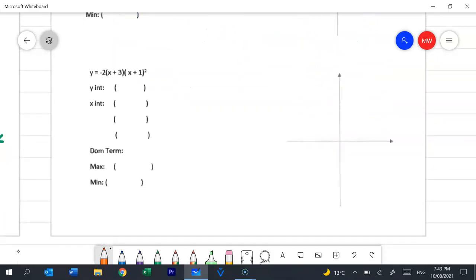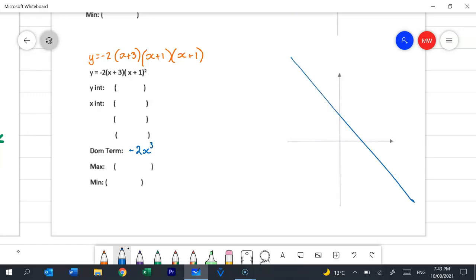Okay, last of all, this one here is going to be a bit similar, isn't it? We can see that this is really like saying y equals minus 2, x plus 3, x plus 1, x plus 1. But interestingly with this one, we can see straight away that we've got a dominant term of minus 2x cubed. So this one's going to be a negative trend. Obviously it's going to be curved though. Now, again, not worrying about min and max at this stage.